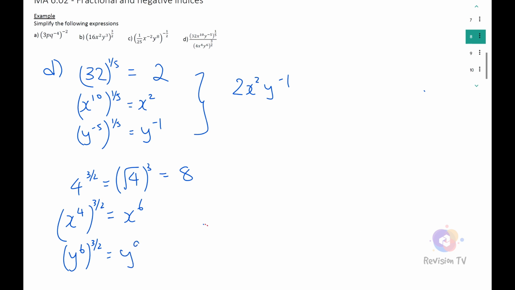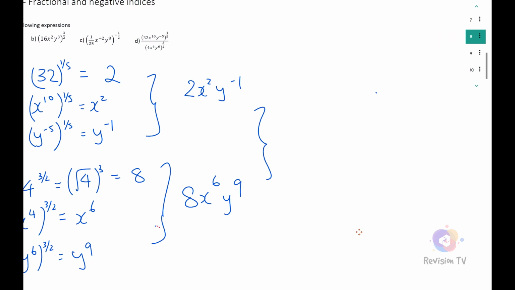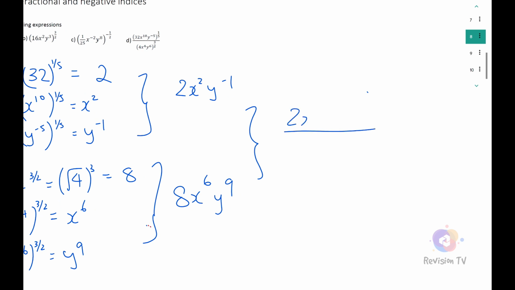So it'll be y to the power of 9. So our denominator would be 8x to the power of 6, y to the power of 9. So therefore, our final answer, we write as a fraction, 2x squared, y to the power of minus 1, over 8x to the power of 6, y to the power of 9. 2 and 8, well, we'll cancel down to 1 and 4. X to the power of 2 and x to the power of 6, the winner is the denominator with x to the power of 4. So the answer will be 1 over 4, x to the power of 4.